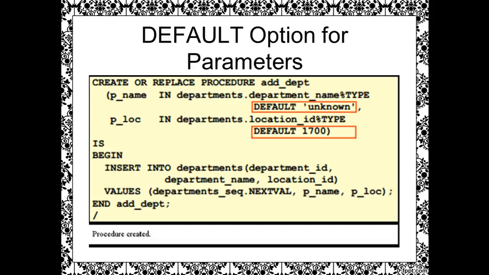The default option for parameters: we create or replace procedure add_dept (p_name IN departments.department_name%TYPE DEFAULT 'unknown', p_loc IN departments.location_id%TYPE DEFAULT 1700) is begin insert into departments (department_id, department_name, location_id) values (departments_seq.NEXTVAL, p_name, p_loc); end add_dept.